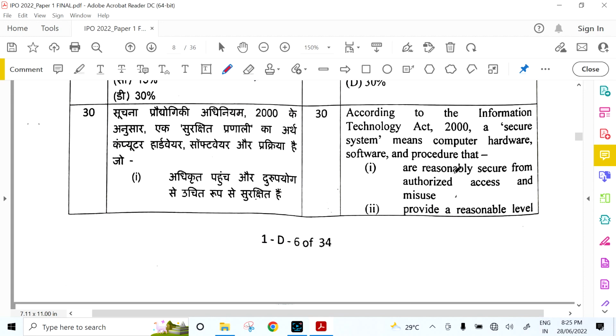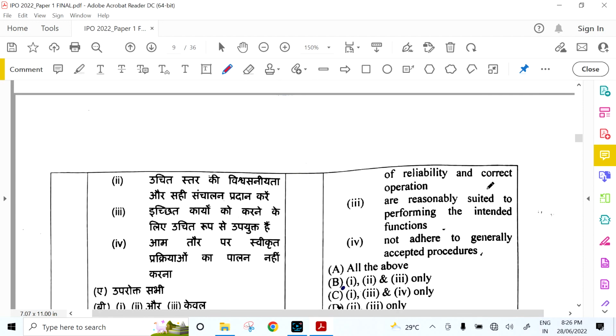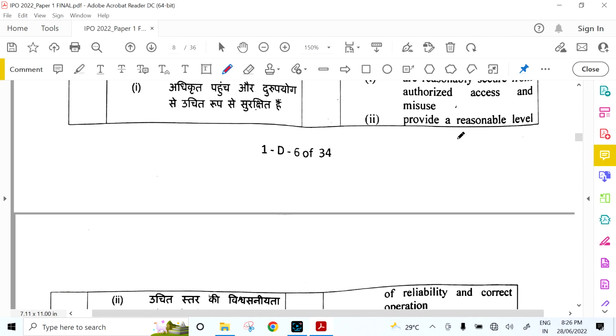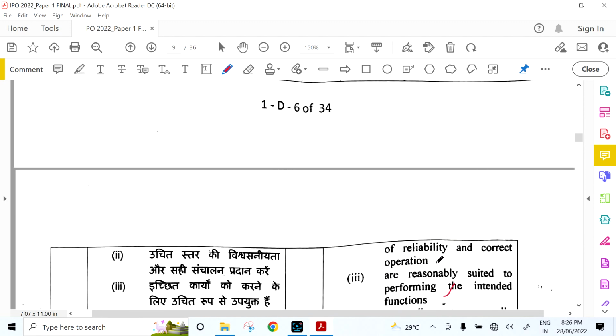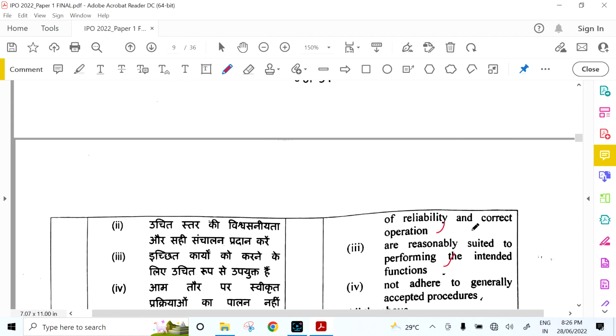According to the Information Technology Act 2000, secure system means computer hardware, software and procedure that are reasonably secure from unauthorized access and misuse, provide a reasonable level of reliability and correct operation, are reasonably suited to performing the intended functions, and adhere to generally accepted procedures. Here the answer is D, that is 2 and 3 only. Provide reasonable level of reliability and correct operation, these two are, according to the information, what security means.